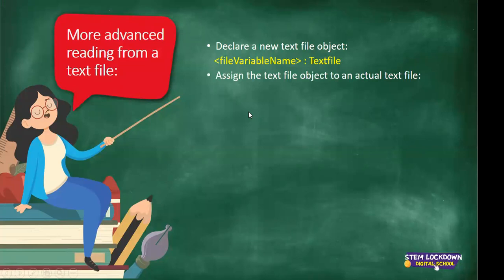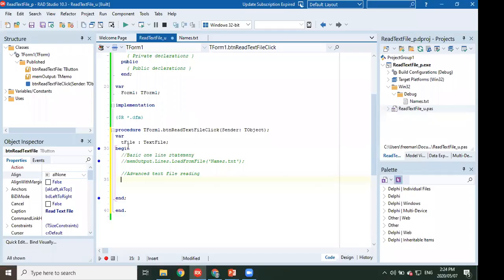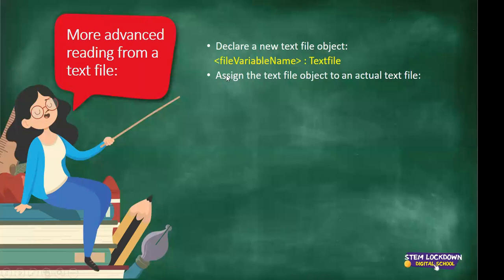Next step is I'm going to assign the text file object to an actual text file. What that basically means is, yes, I've got my text file object over here, but how do I know which text file is going to open? What if you have 10 text files sitting there? It needs to be associated with a specific file name. And that's what the assign procedure does.